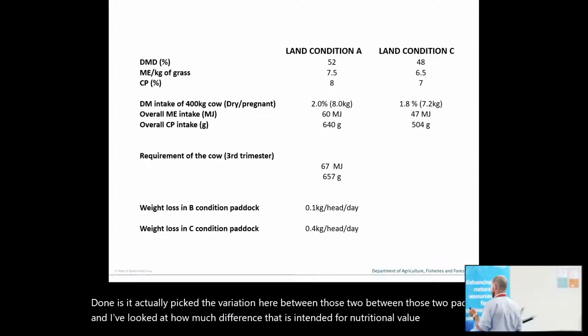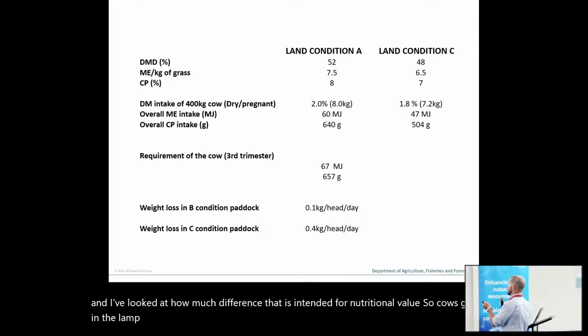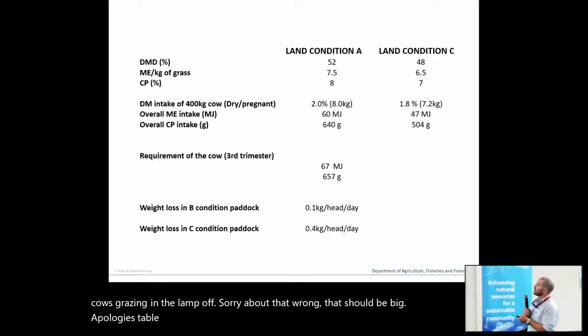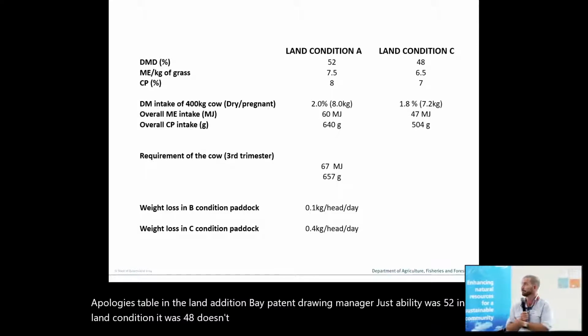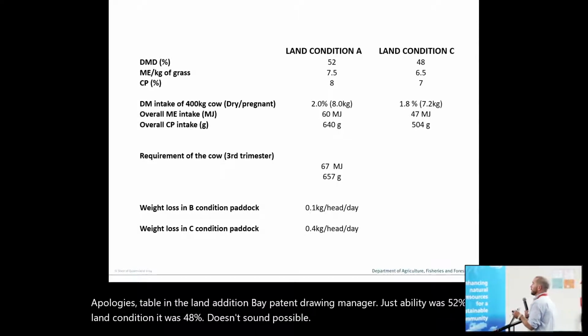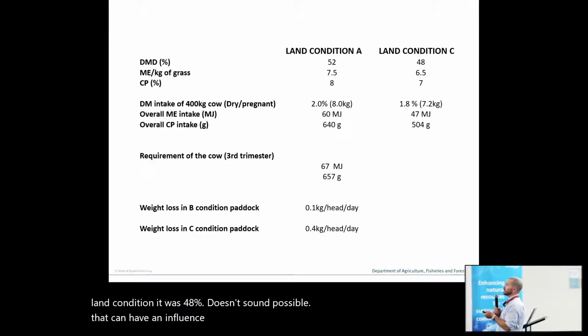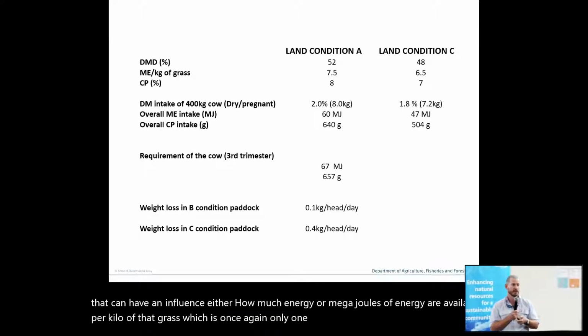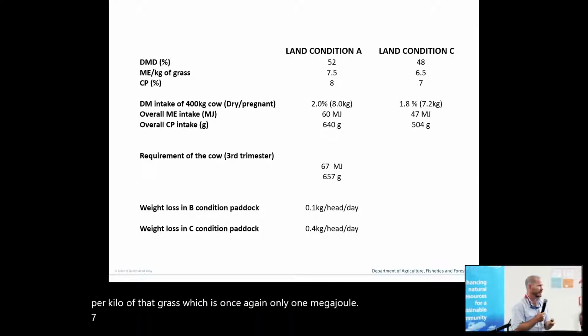So cows grazing in the land, I've got that wrong. That should be B. Apologies, people. In the land condition B paddock, our dry matter digestibility was 52%. In the land condition C paddock, it was 48%. Doesn't sound like much, does it? 4%. But that can have an influence over how much energy or megajoules of energy are available per kilo of that grass, which is once again only 1 megajoule between the two, between 7.5 and 6.5 megajoules of energy per kilo of grass between the B condition and C condition. Once again, not a very big difference.